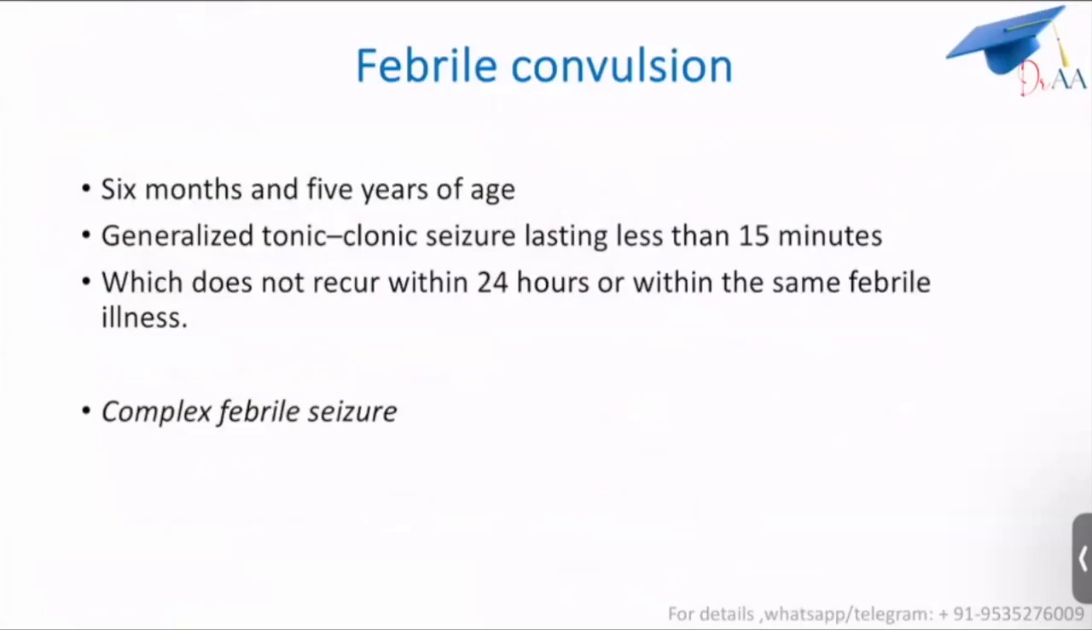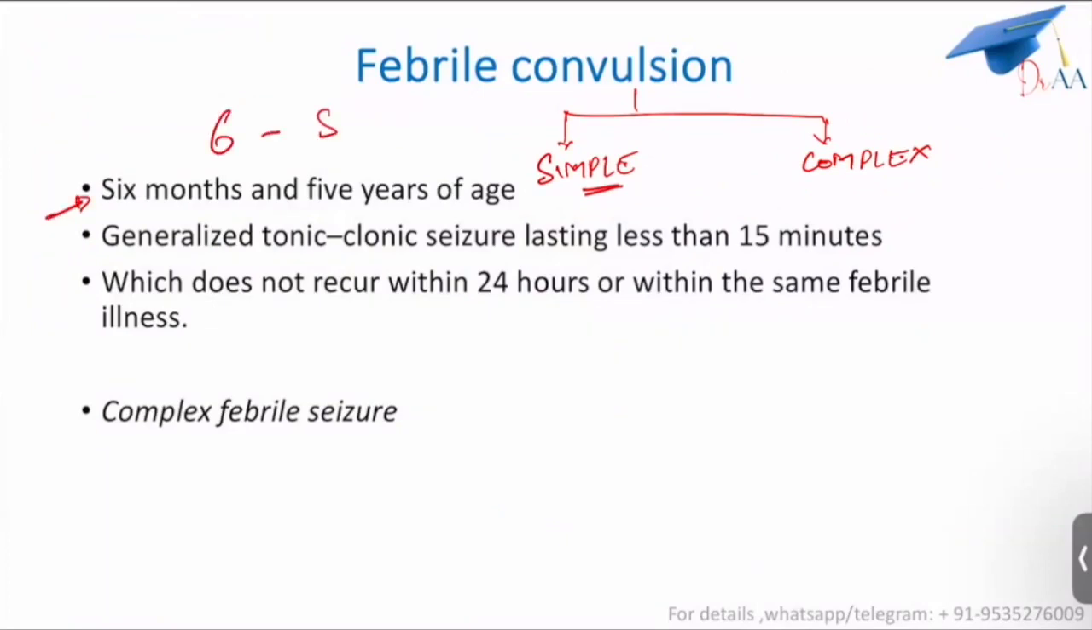Convulsion. Febrile convulsion is classified into two types. One is simple febrile convulsion. The other one is complex febrile convulsion. In simple, by definition, it usually occurs in an age group of 6 months to 5 years.